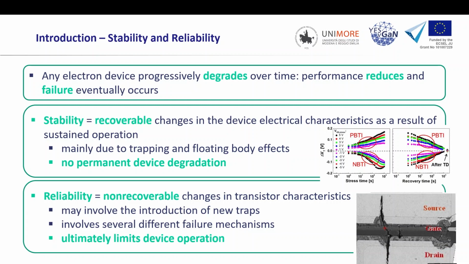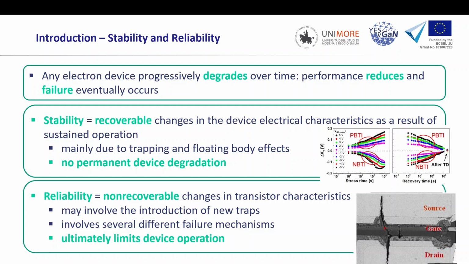Okay, so just a few introductory concepts. Of course, reliability is about studying how a device degrades over the operation time. There is a reduction in performance, which could be related to the stability, and then a failure eventually occurs, so the device is no longer operable. Just to make it clear what I mean by this, the stability would be the recoverable changes in the electrical characteristics of the device.